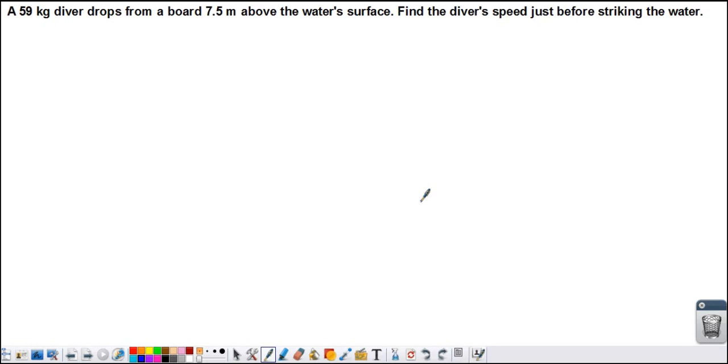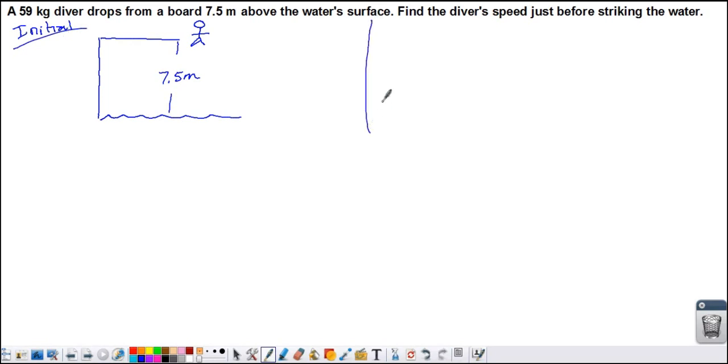So we've got a situation before and a situation after. Okay, so before the diver drops, they're on top of the diving board. They're standing at the edge of the diving board, and this diving board just so happens to be about 7.5 meters above the water's surface. And we're to find the diver's speed just before striking the water. So this is our initial condition.